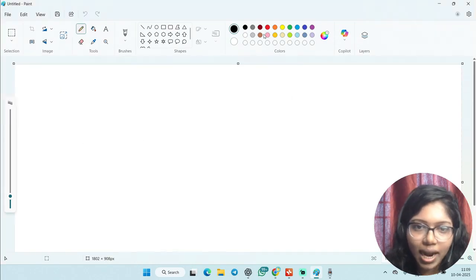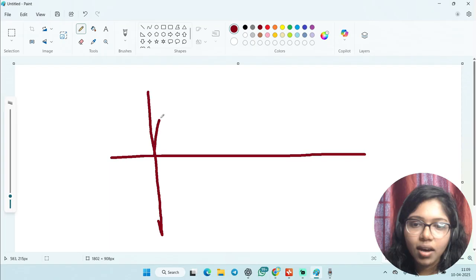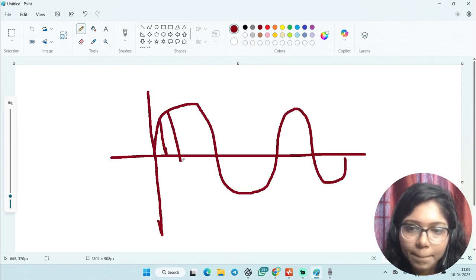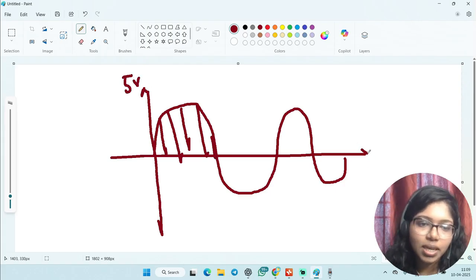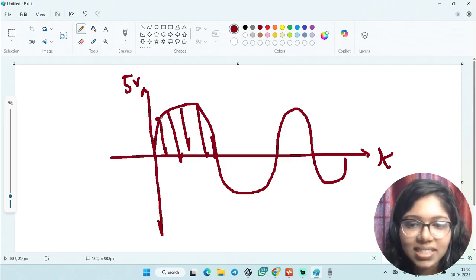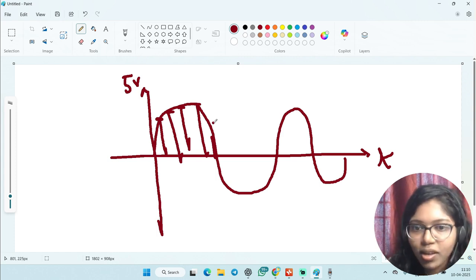So you have to check that also. So this is my analog data. This analog data is going to get sampled, right? This gets sampled, and this is the maximum voltage of 5 volts, and this is my time. So if you want to find how each data is going to get sampled, there is one technique.